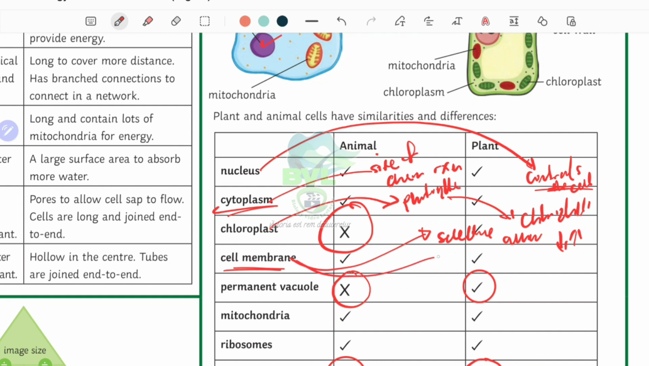And of course, it also protects the cell. Just generally protects, because it's the first layer of the cell if it's an animal cell, but the second layer of the cell if it's a plant cell.